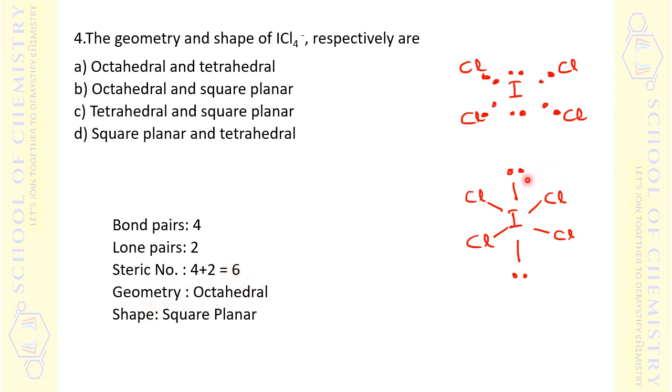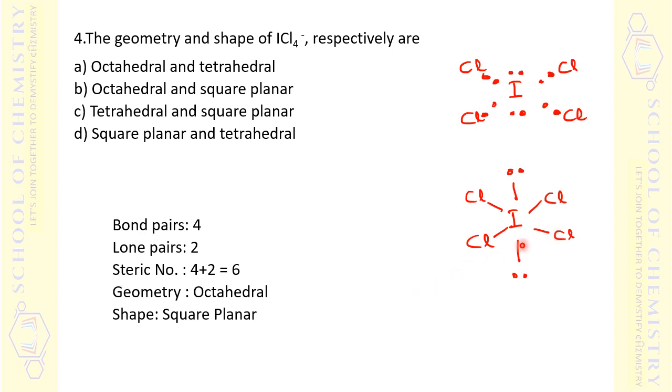Remember, when geometry is asked, even you should consider these lone pairs. Lone pairs also occupy positions, so understand that if you join all these points, this Cl and these lone pairs, and make a solid geometry, that will be the geometry. Keep this point in mind. So when geometry is asked, you should consider the lone pairs also. So geometry, it will be octahedral, no doubt.